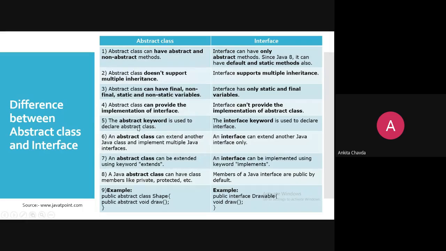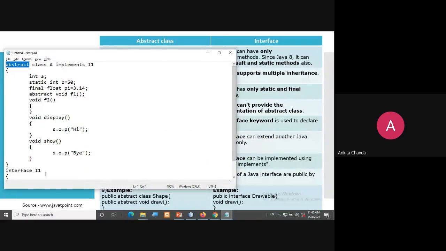The abstract keyword is used to declare the abstract class. Here the interface keyword is used to declare an interface. An abstract class can extend another Java class and implement multiple Java interfaces. That is possible. But an interface can extend another Java interface only. So if I have interface I1, it can only extend I2, which is another interface. But in abstract class, I can write class A extends B, and that implements I1 and I2 both. Such a definition is possible if you wish.